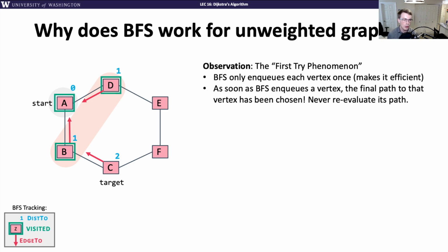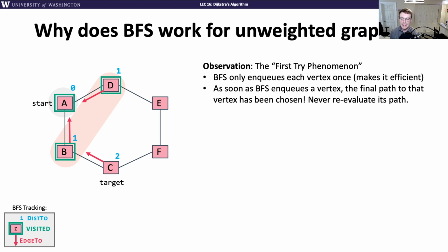The idea of the first try phenomenon is, first, BFS will only enqueue each vertex once. So it's going to be efficient. You're not going to be visiting a vertex multiple times. And additionally, once we enqueue a vertex, we know the final path to that vertex. We never have to reevaluate its path and figure out, what if there was a shorter path later on?